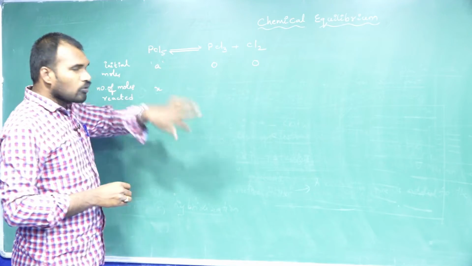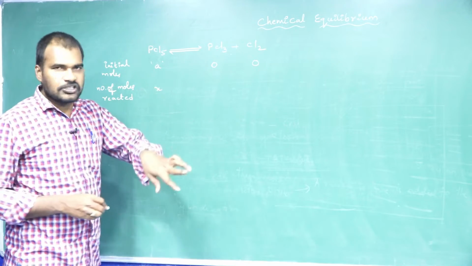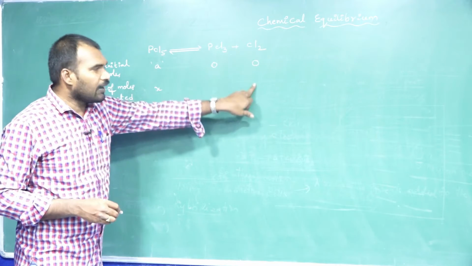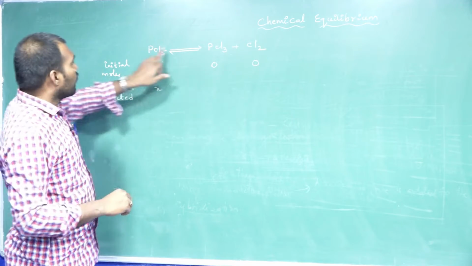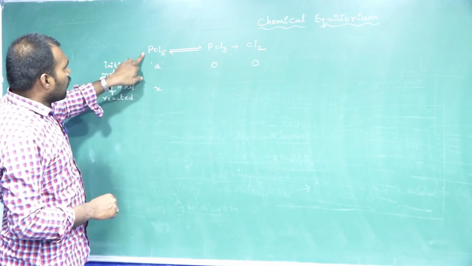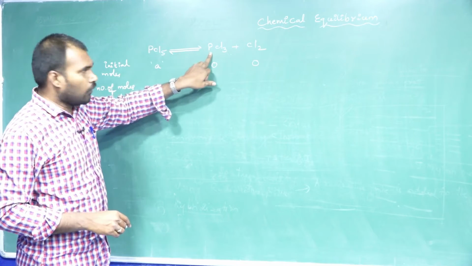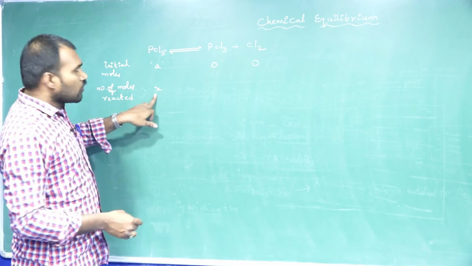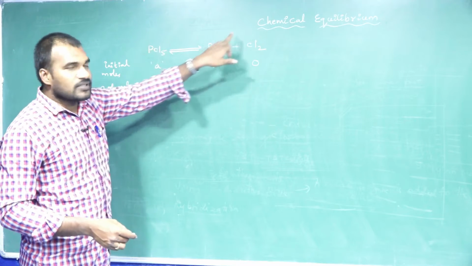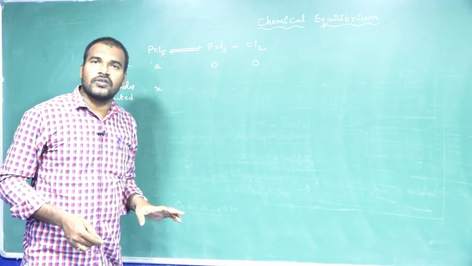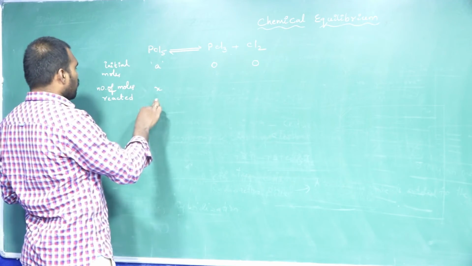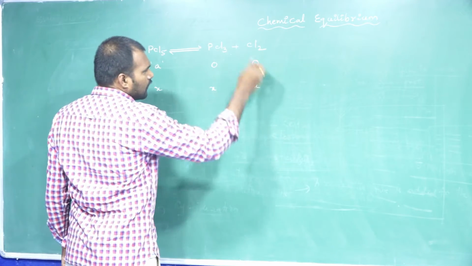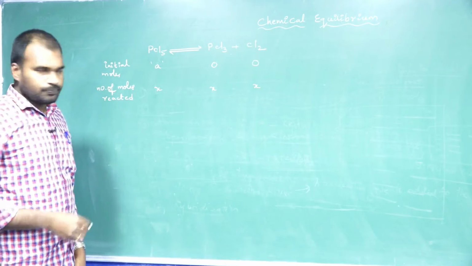If X moles reacted, or if X moles are dissociated, then it produces X moles of PCl3 and X moles of chlorine. Why? Because in this equation, 1 mole of PCl5 dissociates into 1 mole of PCl3 and 1 mole of Cl2. That is why X moles have been reacted and they produce X moles of PCl3 and X moles of Cl2.